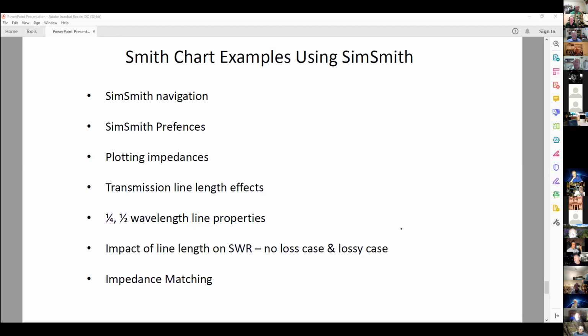SimSmith you download. What I'm going to do is run it here in a second. I'm going to show you navigation. I'm going to show you preferences, which is how you change the display to get some of the things you want to use and make it look better, make it more useful for you. We're going to talk about plotting impedances. We're going to look at transmission line effects, half and quarter wave line properties, and the impact of line length on SWR in the no loss case and in the lossy case, which I think you'll find very interesting. And we're also going to do a little bit of impedance matching.